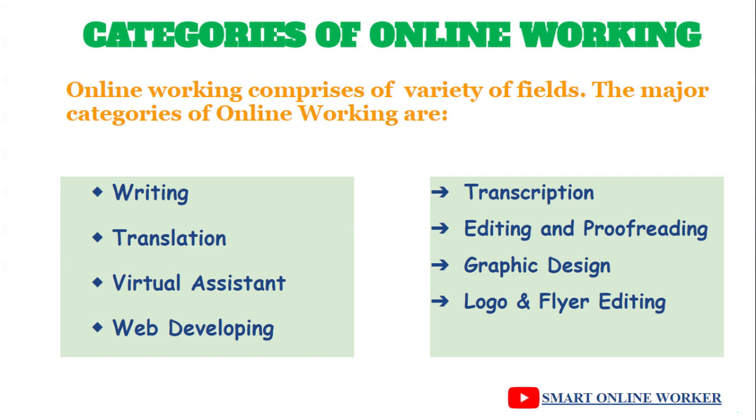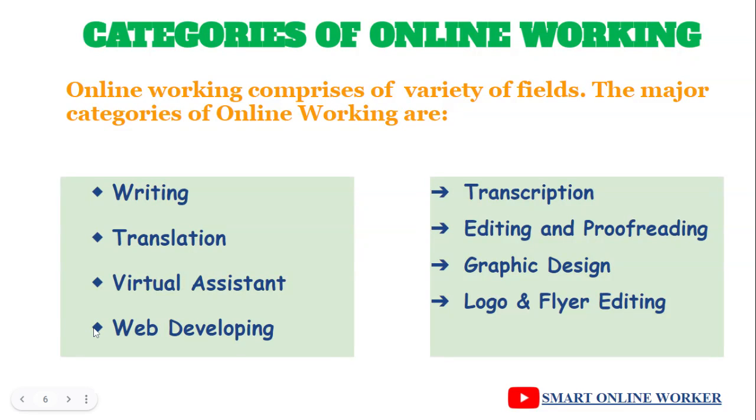So these are the categories of online working. It comprises a variety of fields. These are just the examples that I've listed. We have writing, we have translation. We also have virtual assistant. Basically, a virtual assistant is where you help a client to schedule calls, like you are a secretary to this client. The only difference is that you are not in the same place where the client is. You can be in another country and the client is in another country. So you have to respond to their emails, you have to schedule their calls.